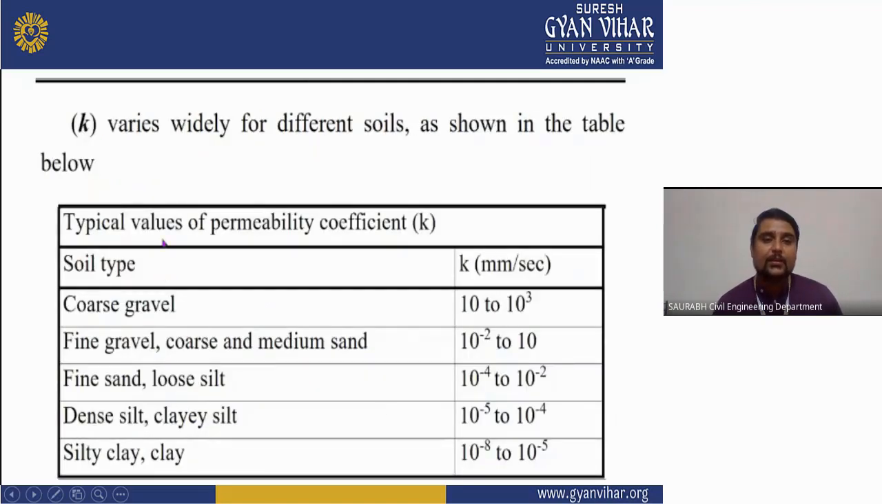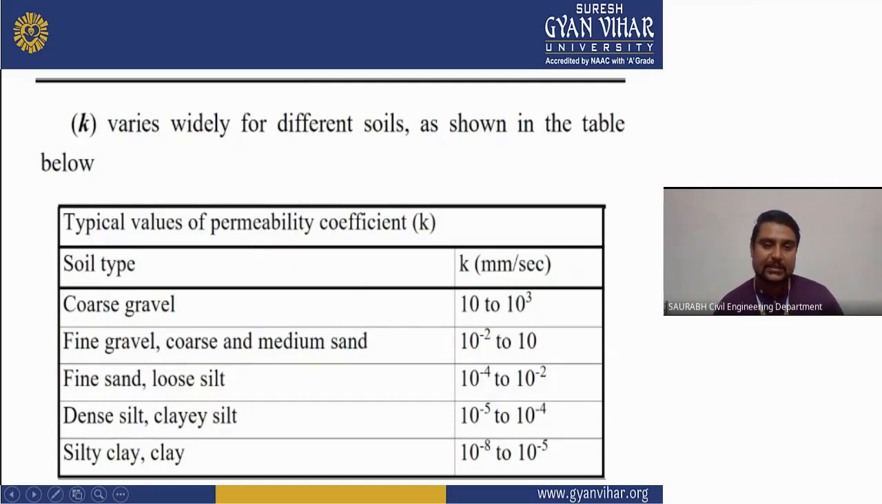Now you will see K varies widely in different soils, and it is shown in the table. The value of K will be different in coarse aggregate, in fine aggregate, and also in dense silt and clay silt. This is a very important point you need to remember always, because without the coefficient of permeability, you cannot calculate the total permeability of soil, and you cannot calculate the amount of seepage of water through the soil structure.